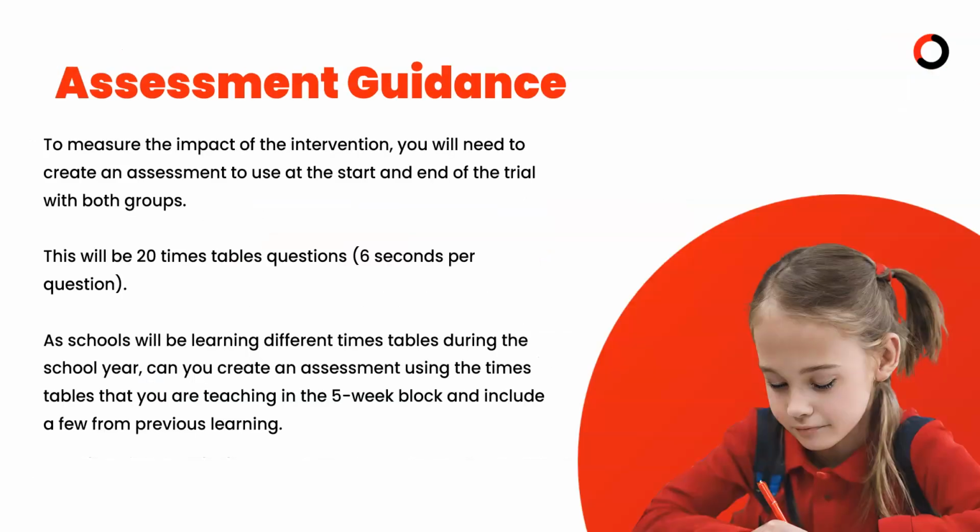So moving on to the assessment. To measure the impact of the intervention, you will need to create an assessment to use at the start and the end of each trial for both the groups. This will be 20 times table questions, which will be timed at 6 seconds per question. As schools will be learning different times tables during the school year, you can create an assessment using the times tables that you'll be teaching in the 5-week block and include a few from the previous learning. So in total, you will need 20 questions, which will then be delivered at 6 seconds per question for the students to answer. And the same test will be used for the pre and the post assessment.